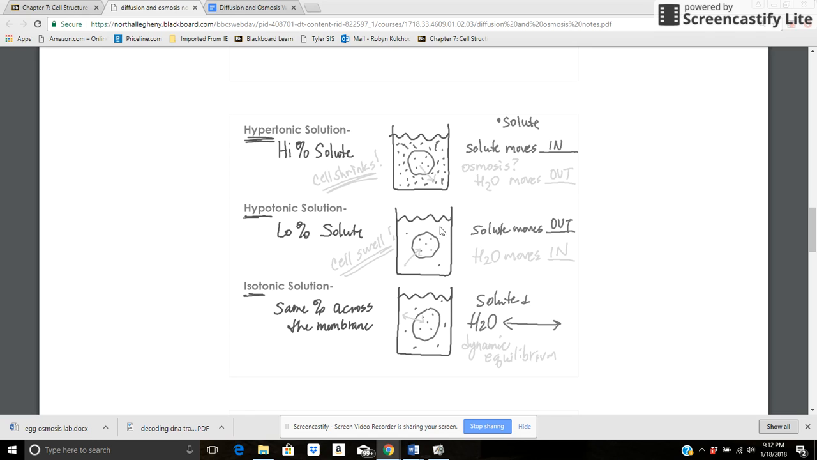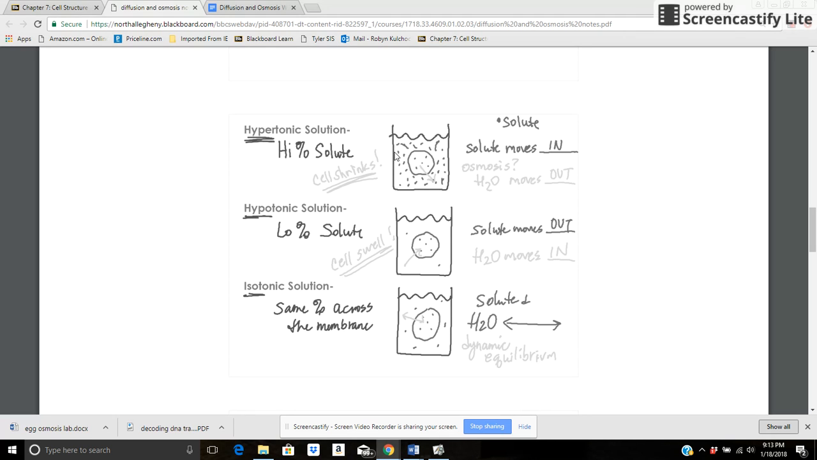Down here, we have more pure water outside, so the water is going to want to move in. And if water moves in, the cell is going to get bigger. It's going to swell. It probably won't burst, but you never know. Okay. And then the last situation, same thing. If solute's the same on both sides, water's the same. So we would say that they would both have this sort of double-sided arrow.